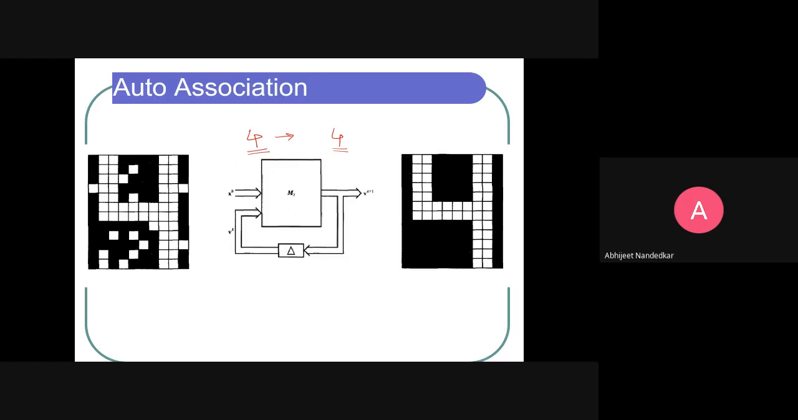But see the application. Here I have a distorted input. If I give a distorted 4 to this network, then this network will do the correction and throw out a clean version of 4. Okay, so the distorted input is corrected and you get a clean version. This is possible with the help of auto association or self association.